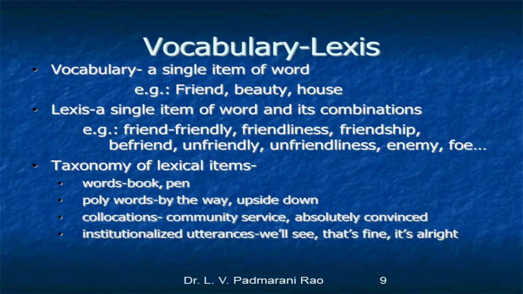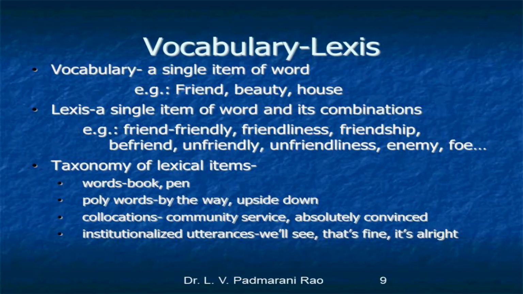Michael Lewis states that instead of words, we consciously try to think of collocations and to present these in expressions, rather than trying to break things into ever smaller pieces. There is a conscious effort to see things in larger and more holistic ways. He presents this taxonomy of lexical items. Number one, words, which are individual words like book, pen, etc. Number two, polywords. Polywords are combinations of words like by the way, upside down, etc.